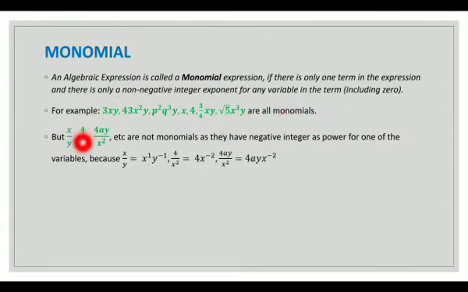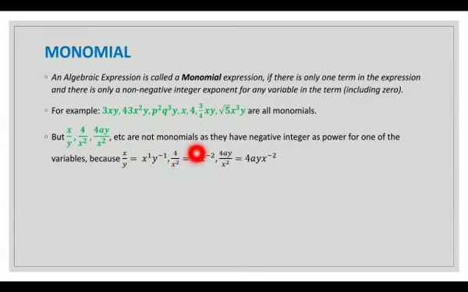But x upon y, 4 upon x square, 4ay upon x square are not monomials as they have negative integers as power for one of the variables. Because x upon y can be written as x raised to power 1 and y raised to minus 1. Here the power is negative, so it is not a monomial.